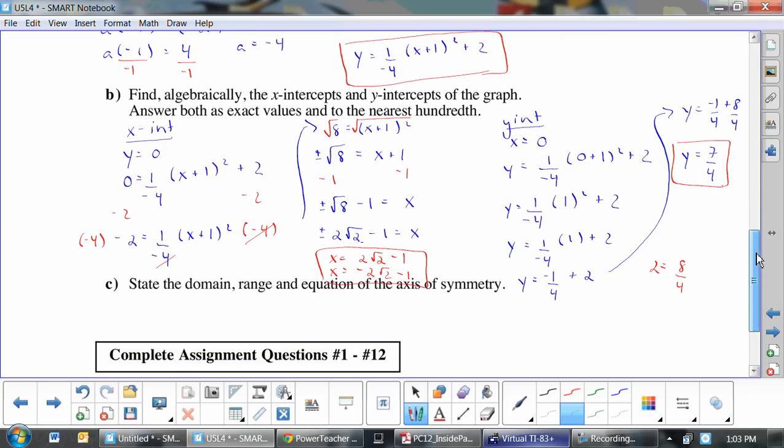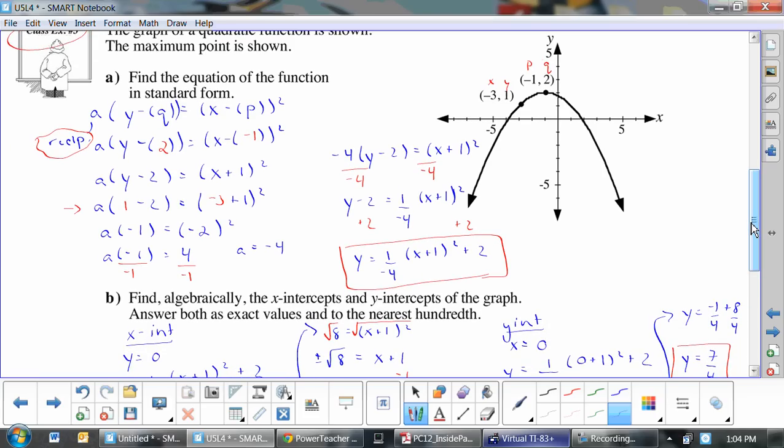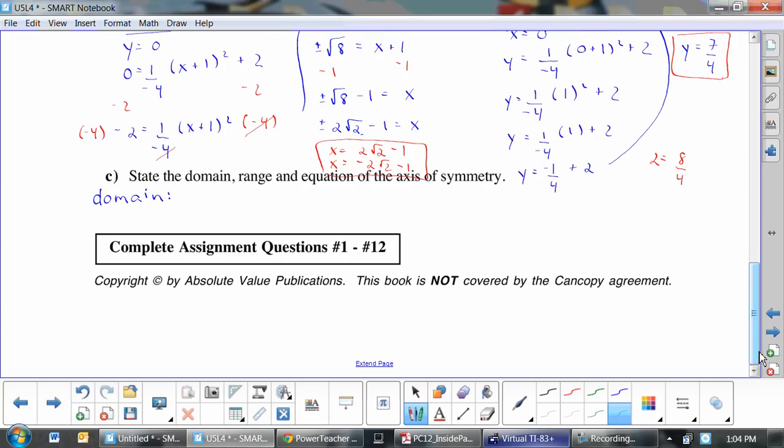Okay, good. So then the last part of this question, they just ask you to state the domain, range, and equation of the axis of symmetry. So if we remember, the domain is where all of the x's are. So what would we say our domain is? If we look at our graph. Where all of our x's. Yeah, so you can see that we could continue this forever, and our graph would continue forever as well. So we know that x is all real numbers.